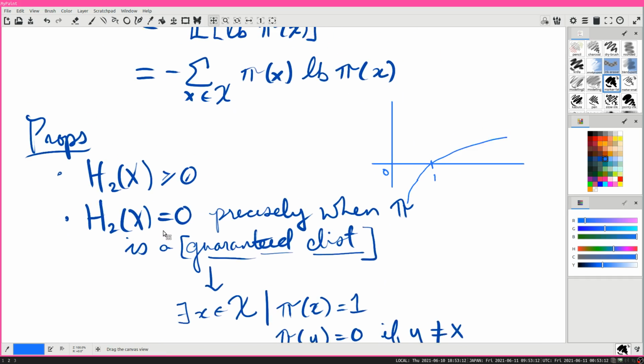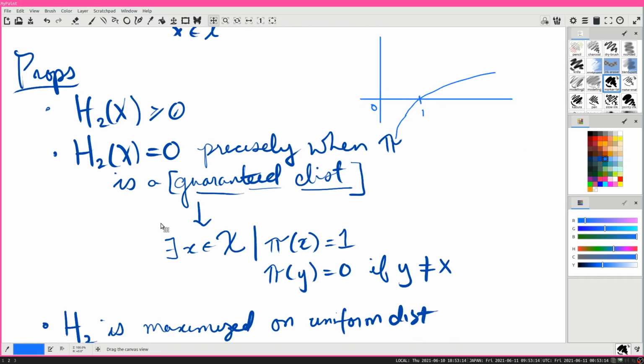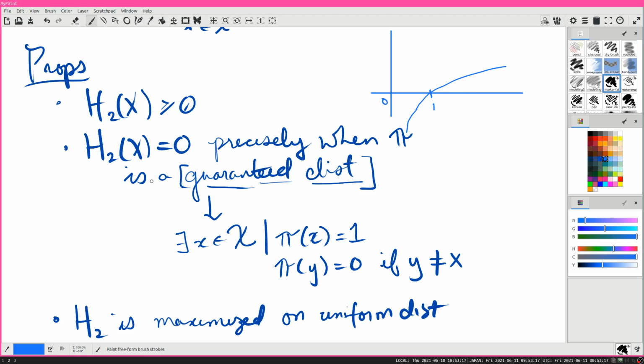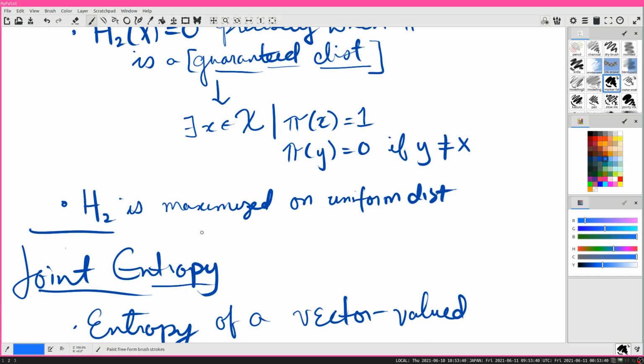It is only 0 when p is a guaranteed distribution. I did another video going over this, but basically if there's some event in the alphabet where the probability of that event is 1 and the probability of every other event is 0, that distribution has no uncertainty, since entropy is another word for uncertainty. The entropy, the uncertainty, is maximized on a uniform distribution. So it matches what you should expect from entropy.